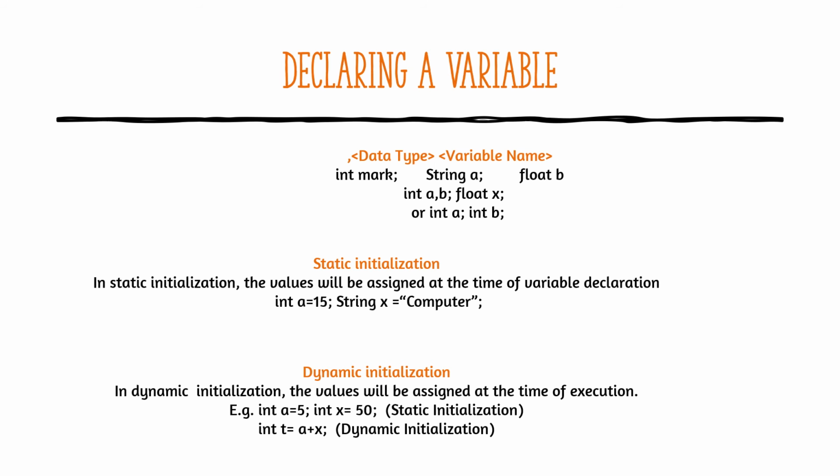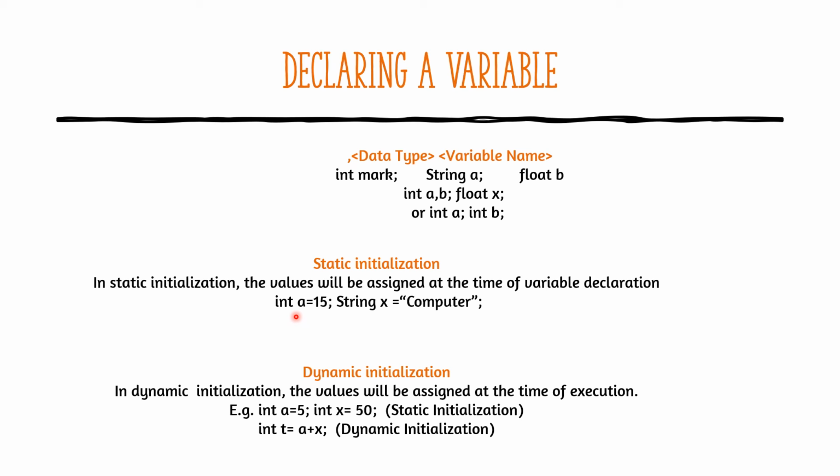So now we have learned how to declare a variable: data type and the variable name, int mark, string a, float b. At the same time we can assign the value, or later. Two types of initialization we can see now: static initialization and dynamic initialization. In static initialization, the value will be assigned at the time of variable declaration. That means before the program execution the value will be stored.